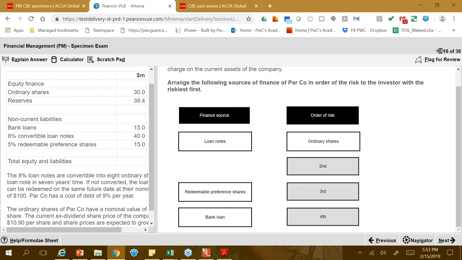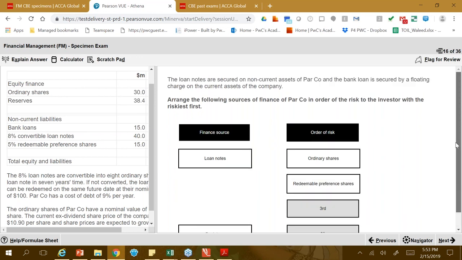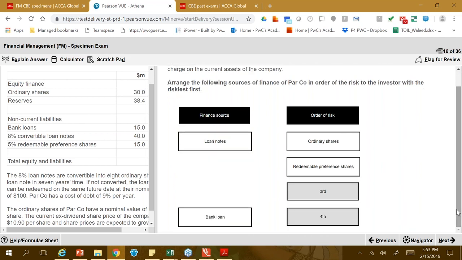So that comes first. Then the preferred shares are also part of equity, so preferred shares would come second. Now the question is, would I put the loan notes as the third riskiest or the bank loan? Remember, we're going from high risk to low risk. Is it the loan notes secured on the non-current assets, or the bank loan secured on the current assets?